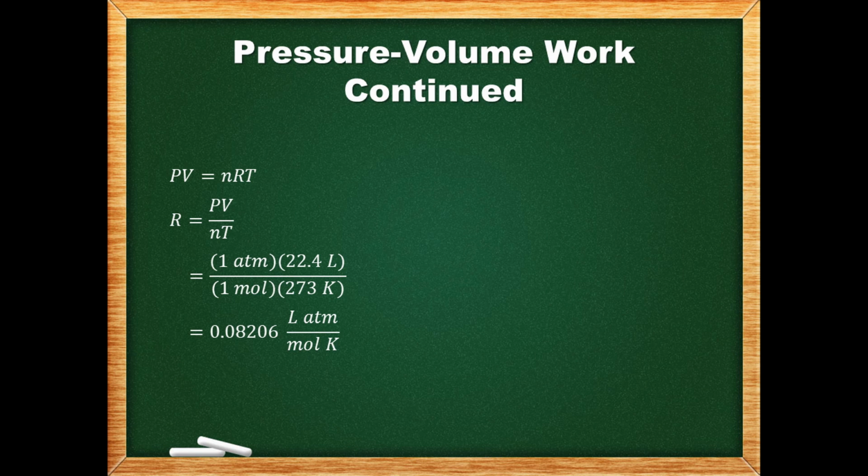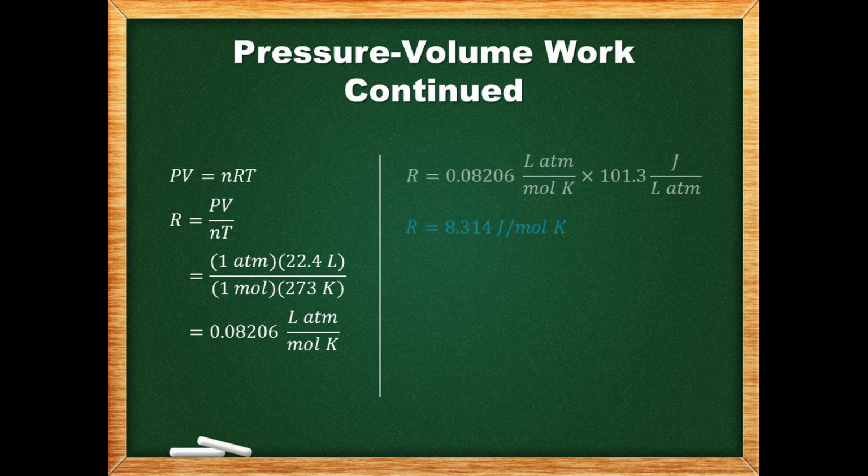To get this value, we have just plugged in standard temperature and pressure values for a gas. 1 mole of gas at a pressure of 1 atmosphere and temperature of 0 degrees Celsius occupies a volume of 22.4 liters. Multiplication of R by 101.3 joules per liter atmosphere gives 8.314 joules per mole Kelvin. We can now convert between units of liter atmospheres and joules, which we may need to do in problems.